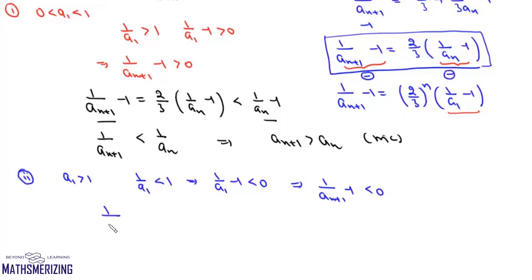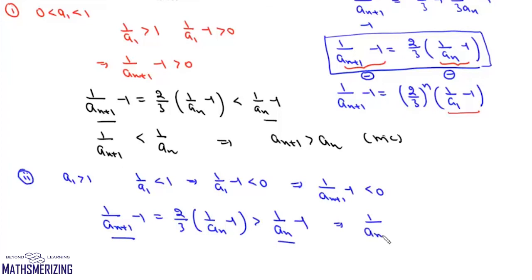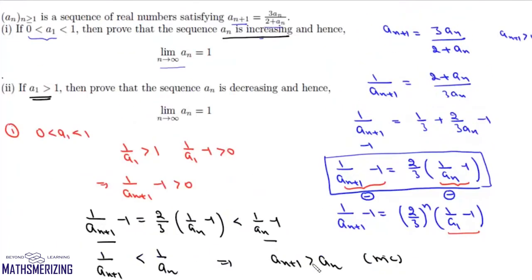So we are given that 1 upon a_{n+1} minus 1 will be equal to 2/3 times (1 upon a_n minus 1), and it will be greater than 1 upon a_n minus 1. Now again comparing these two, we'll get 1 upon a_{n+1} will be greater than 1 upon a_n, that is, a_{n+1} will be less than a_n. That is, when a_1 is greater than 1, this sequence is a decreasing sequence. So in the first case, when a_1 lies between 0 and 1, the sequence is increasing, and when a_1 is greater than 1, the sequence is decreasing.